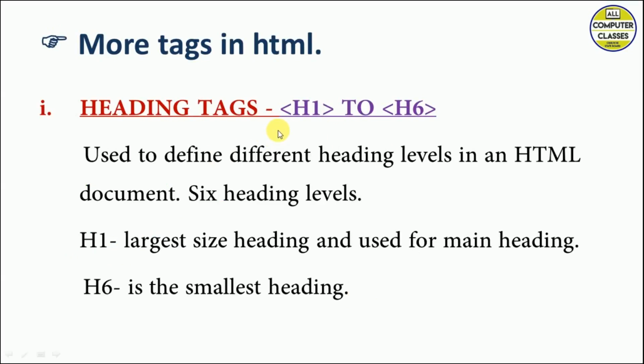We have heading tags from H1 to H6, meaning H1, H2, H3, H4, H5 and H6. That's how I have written here, H1 to H6. This heading tag is used to define different heading levels in an HTML document. The H1 heading is the largest heading, and H6 is the smallest. H1 is the largest, H2 is smaller than that, H3 is smaller than that, and so on.